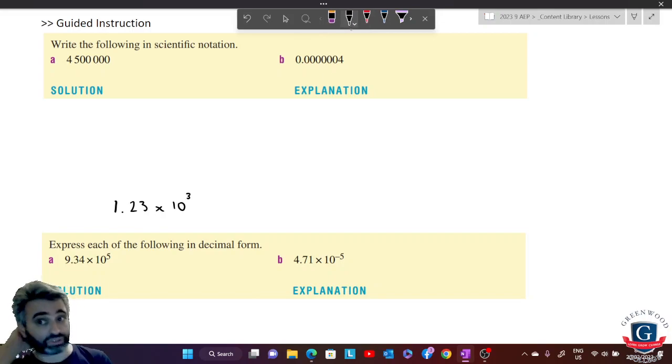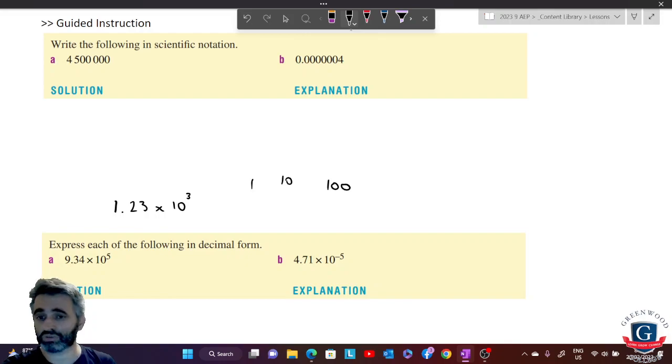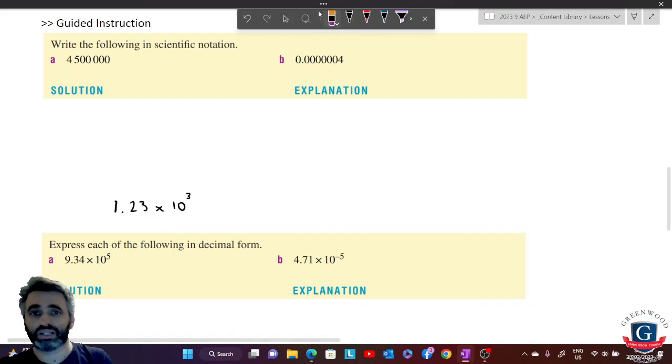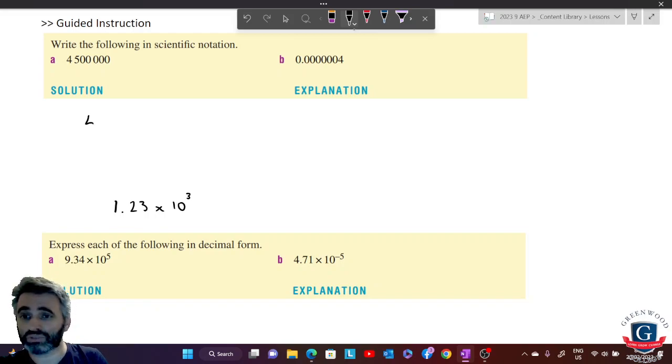So the trick is, how do we convert a number into scientific notation? Well, the main idea is that 10 to any power will be 1 if it's to the power of 0. 10 to the power of 1 is 10. 10 to the power of 2 is 100, so on and so forth. So by multiplying by this, we're going to be moving the decimal place. So in this case, we need to move the decimal place 1, 2, 3, 4, 5, 6 places. So it's going to be 4.5 by 10 to the 6.